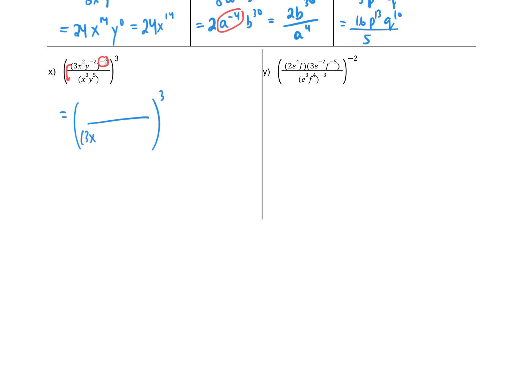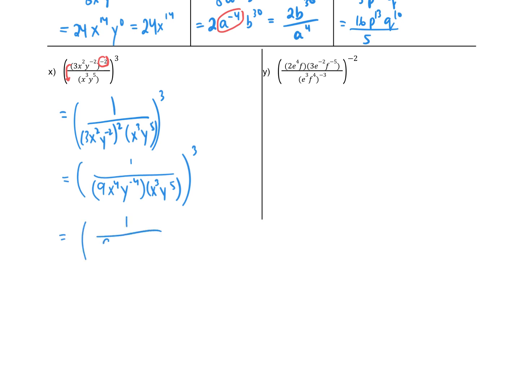So we're going to have 3x squared y negative 2 to the power of 2 times x cubed y 5. And then the numerator just has a 1. Now let's see how that's going to clean up. We have 3 squared is 9, x 2 times 2 is 4, y negative 2 times 2 is negative 4. That'll get multiplied by x cubed, y 5. So now 1 over 9.